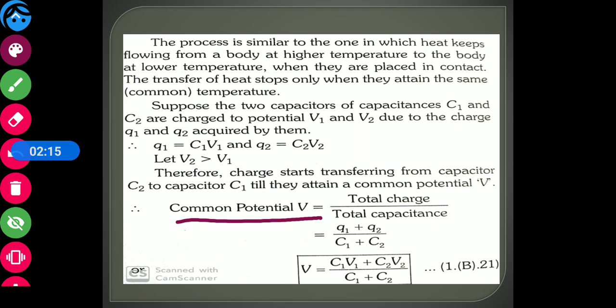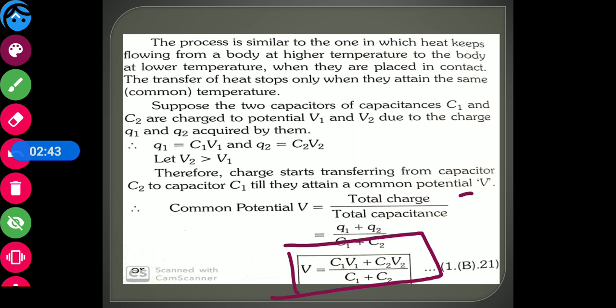Now, as we know that potential is charge upon capacitance, the common potential will be the total charge upon total capacitance: Q1 plus Q2 upon C1 plus C2. Again Q1 is equal to C1 V1 and Q2 is C2 V2. Putting in the values, we get the common potential V equal to C1 V1 plus C2 V2 upon C1 plus C2. We have to remember only this formula: total charge upon total capacitance is equal to the common potential.